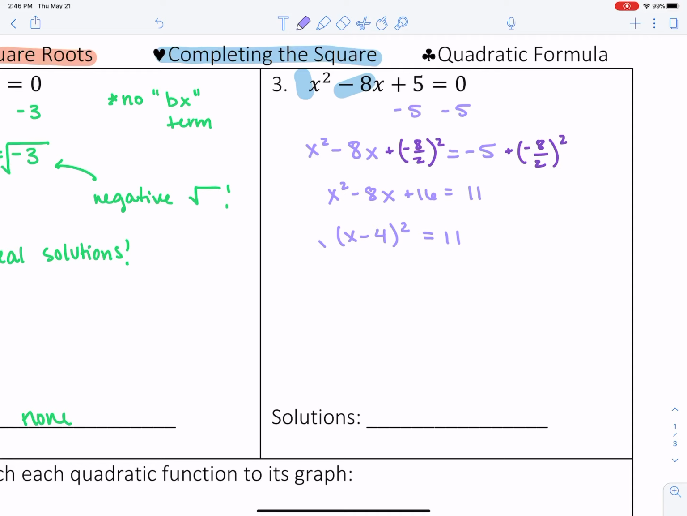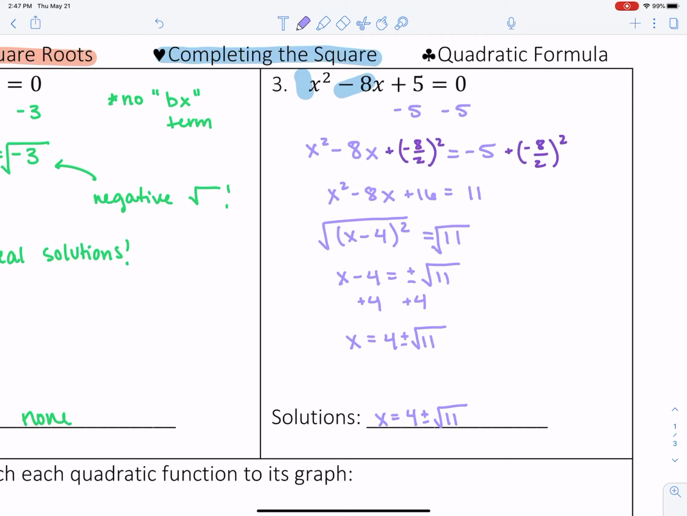And you'd go ahead and take the square root of both sides. Now this one's not negative, meaning that you can take the square root of 11, but it's as simple as it can get. You're going to say x minus 4 is equal to plus or minus the square root of 11. Add 4. x is equal to 4 plus or minus the square root of 11. So for our solutions, I'm going to write that one down here at the bottom.